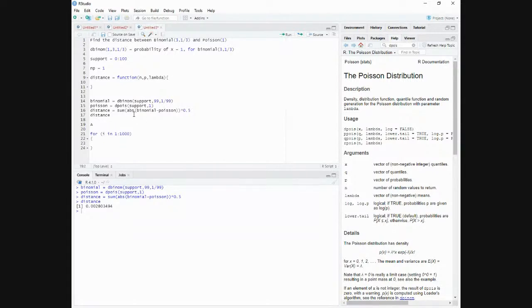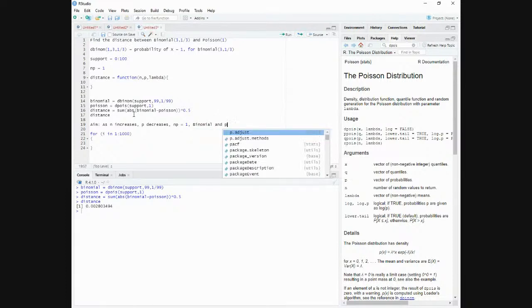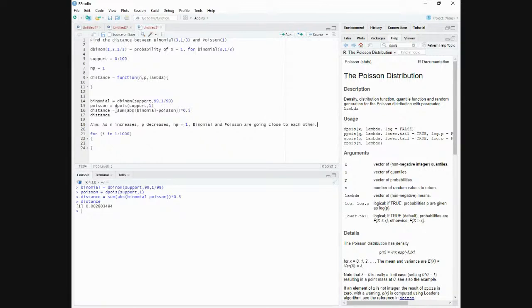The aim is to show that as n increases, p decreases for binomial and np is equal to 1, binomial and Poisson are going close to each other. This is the basic idea. That means the distance is becoming closer to 0. So for this, I need to define this. So this is n actually, not 1 into this.